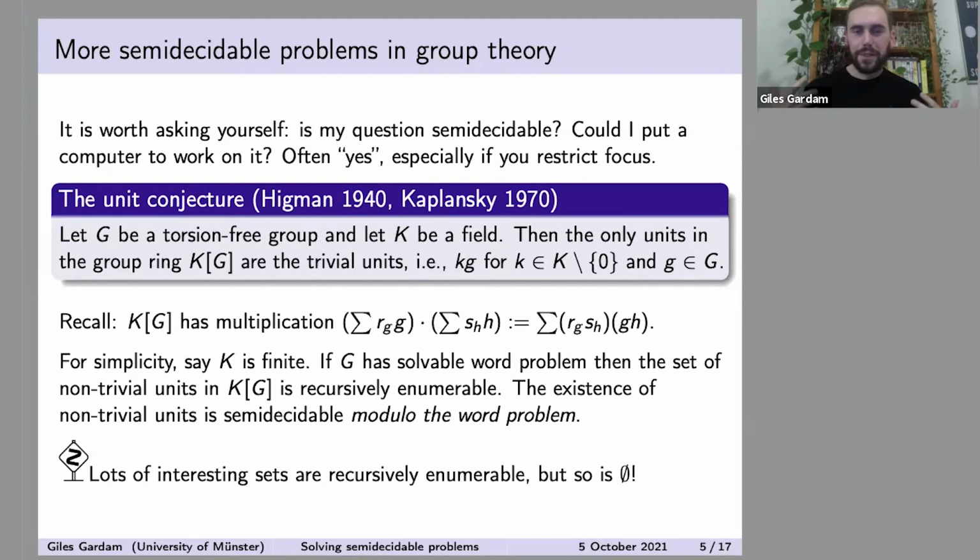Okay. So saying that this set of non-trivial units is recursively enumerable isn't really saying anything at all, of course, because even the empty set is recursively enumerable. I guess the algorithm there just spins its wheels and doesn't spit anything out. So we haven't necessarily made progress, but we at least have a conceptual framework of how you can think about this.